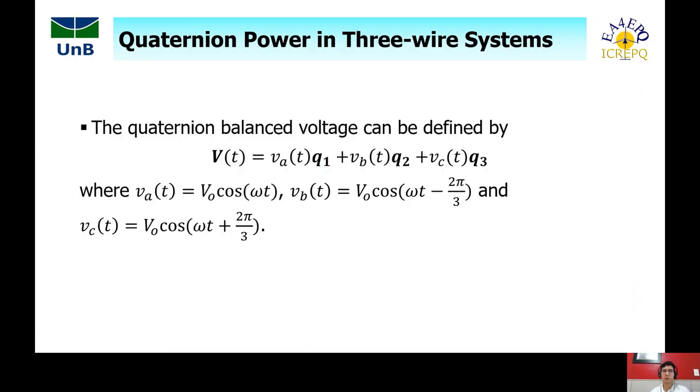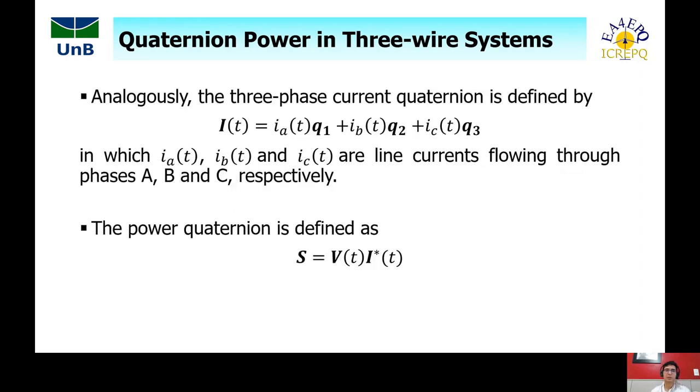The three-phase balanced voltage quaternion can be defined by this equation, where VA, VB, and VC are balanced voltages in time domain. Analogously, the three-phase current quaternion is defined by this equation, where IA, IB, and IC are line currents flowing through phases A, B, and C, respectively. The power quaternion is defined by the product of the voltage quaternion with the conjugate of the current quaternion.